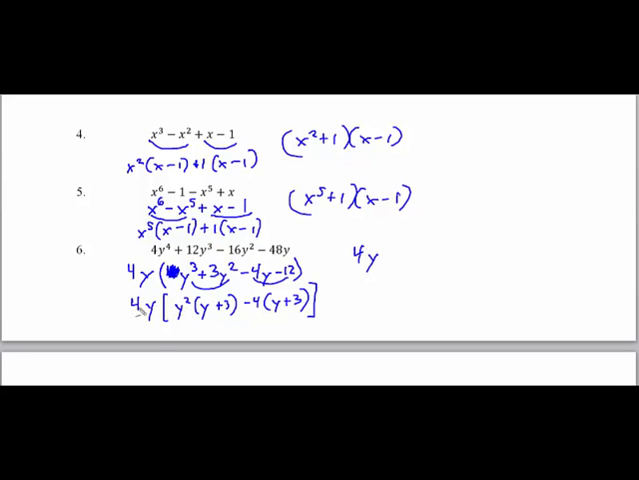So here's what I have left. The 4y I brought out in the first place. And then I'm going to have this y squared minus 4. All right, y squared minus 4. And then I'm going to have a y plus 3. All right. And we're done with that part of the problem.